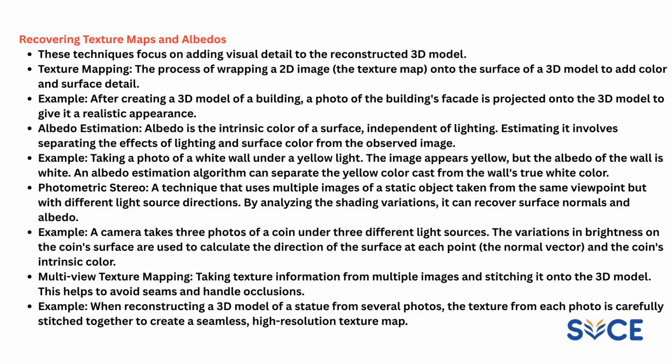Coming to the albedo explanation, let's go a little deeper into this. A photo is a mix of two things, right? One is the real color of the surface, that's what we call the albedo, and the other is the lighting conditions. Here is an example. You take a picture of a white wall under a yellow light. The photo looks yellowish, but the wall's real color is actually white. That is called the albedo. The real color, the albedo, is white.